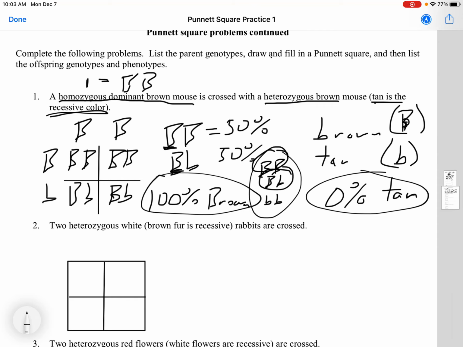That's what we really want to know. What we're looking for, the genotype is nice. The genotype tells us a good bit, but we really want to know, what are they going to look like, right? What are they going to look like?